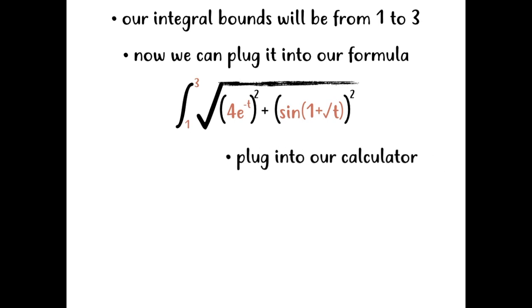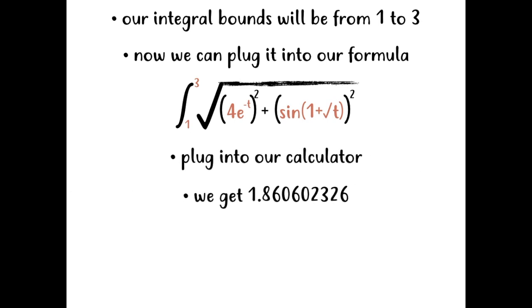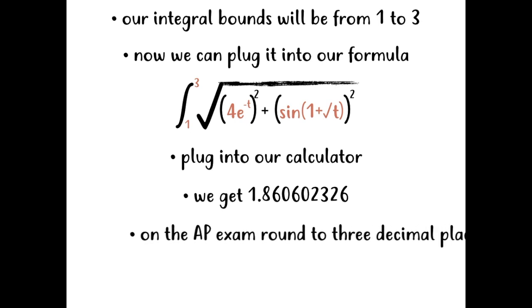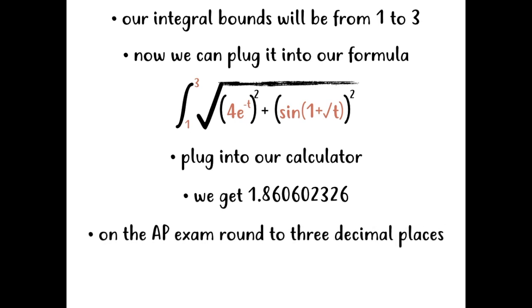Once we do this, we can put it into our calculator, and we will get 1.860602326. On the AP exam, we can round to 3 decimal places, so our final answer will be 1.861.